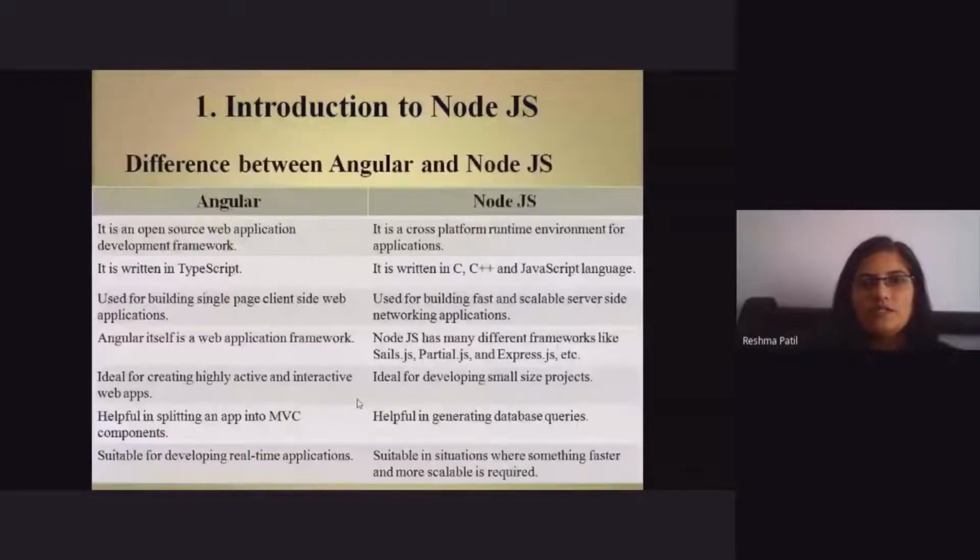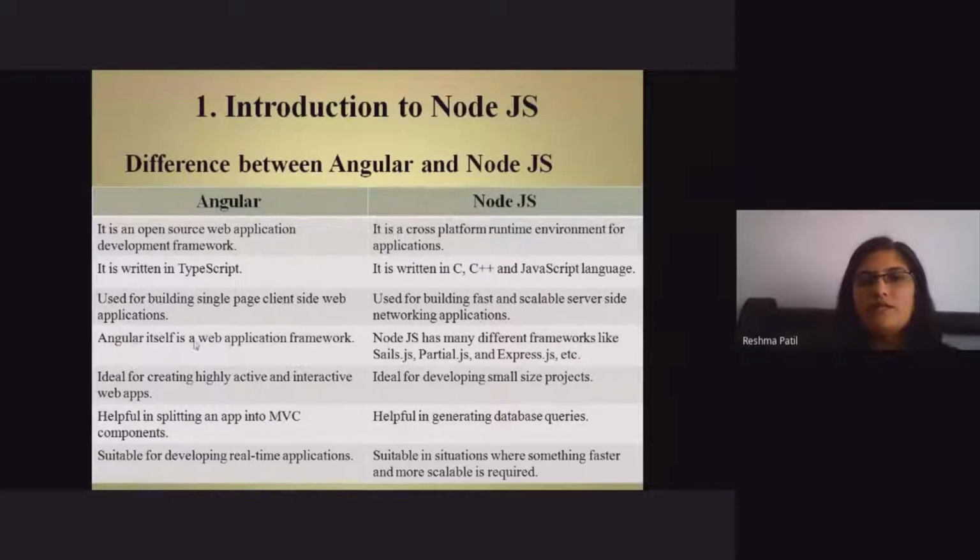Difference between AngularJS and Node.js: how AngularJS works and how Node.js works. AngularJS is an open source web application development framework. Remember this, it is a framework and it works on the client side. It is a cross-platform runtime environment for applications. Angular is written in TypeScript. Node.js is written in C, C++ and JavaScript. AngularJS is used for building single-page client-side web applications, focusing on the client side, and Node.js is used for building fast and scalable server-side networking applications.